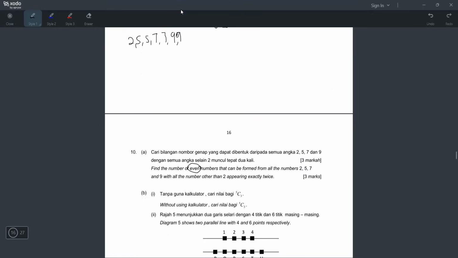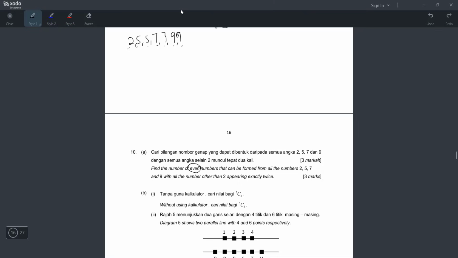Because they say all the numbers other than 2 appear exactly twice. So what happens here is all the numbers appear exactly twice except the 2. So actually how many? 1, 2, 3, 4, 5, 6, 7. So you actually have 7 options, not 4 options, right? Because all the numbers appear exactly twice except 2. So if you have 7 options, what is the number of ways to arrange? It will be 7p7, right?